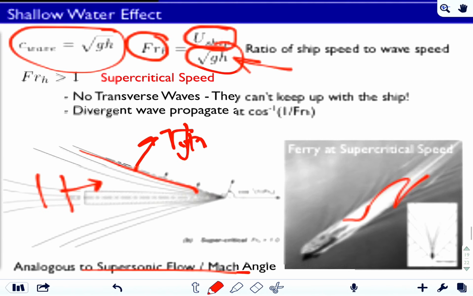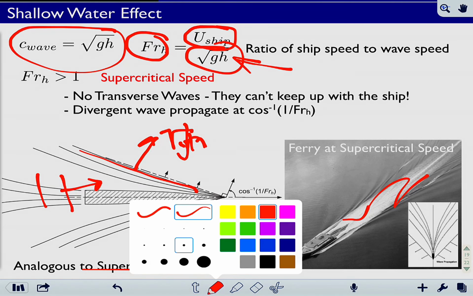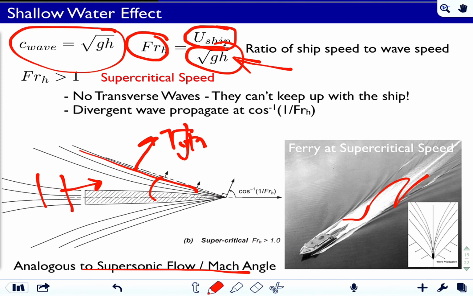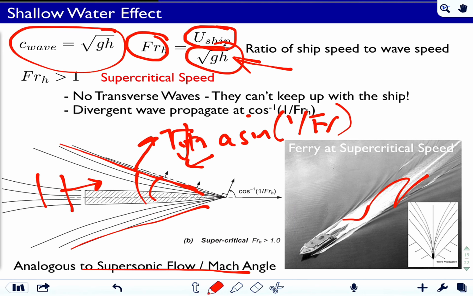Go back to lecture. This cone angle, which I will try to draw in here, is going to be arcsine of 1 over Froude. Do a little trig, you can see those are the same thing. So how far out the waves extend and coalesce depends on that angle, the half angle here, which depends on the inverse Froude number. A higher Froude number, and this is an H-based Froude number, is ship speed relative to root gH. It's not the Froude number we've been using, because here what's controlling the waves is not the length of the ship, it is the depth of the water. The depth of the water is controlling the wave speed.